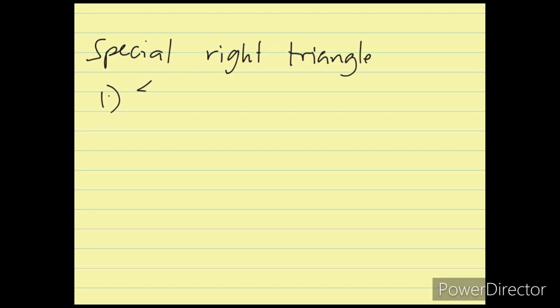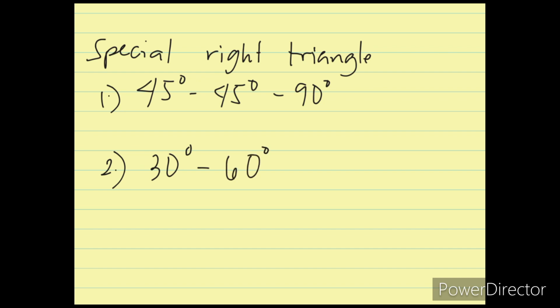So when we say special right triangle, there are two types of special right triangle. First is the 45 degree, 45 degree, 90 degree. And the second is the 30 degree, 60 degree, 90 degree. Okay, those are the two types of special right triangle.